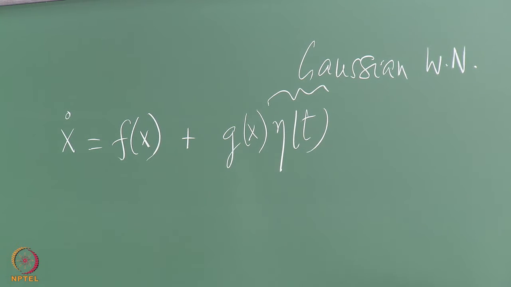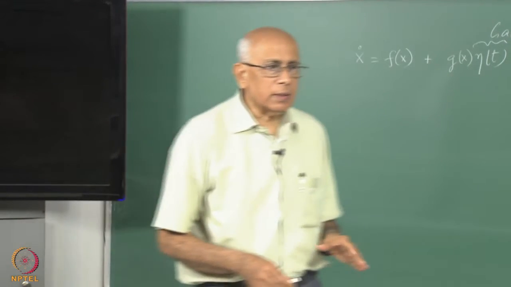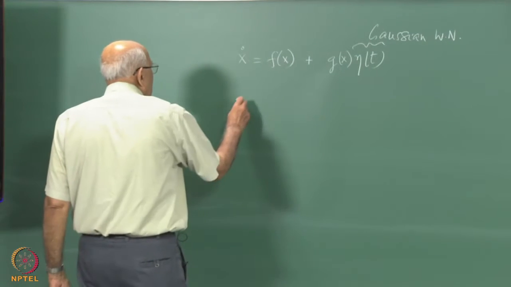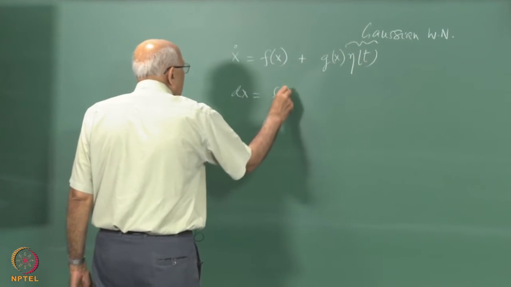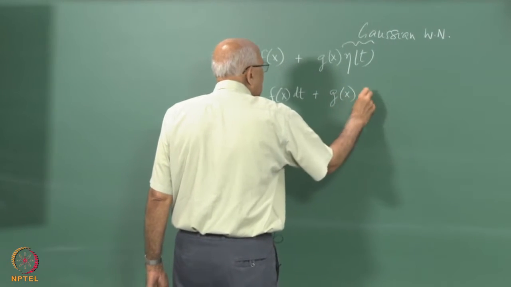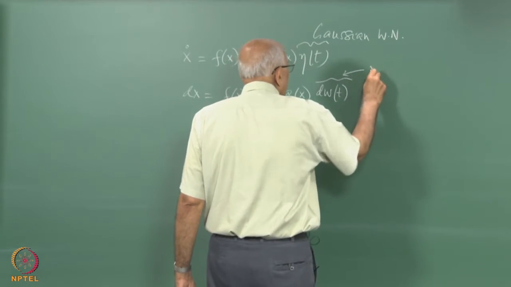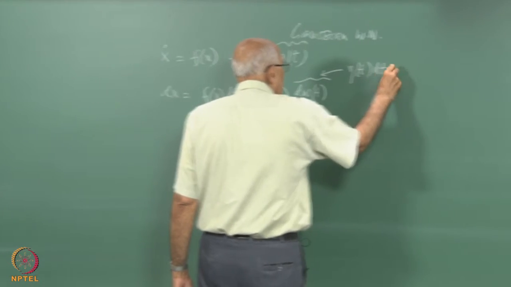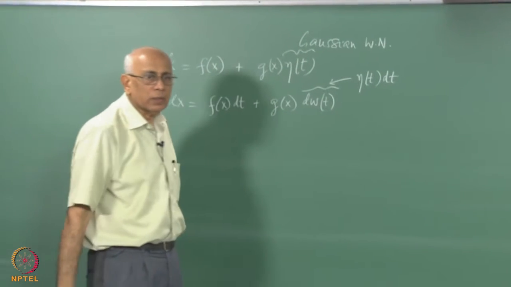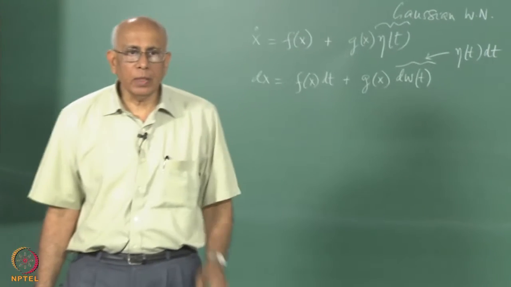But as I said, the rigorous way to do this is not to deal in terms of a singular object like white noise, but rather its integral, namely the Wiener process. So the mathematically better way of writing this is dx equal to f of x dt plus g of x dW of t. So this thing here stands for what's loosely written as eta of t dt, because remember that W of t was the integral of white noise. So eta of t dt is essentially the increment in the Wiener process.